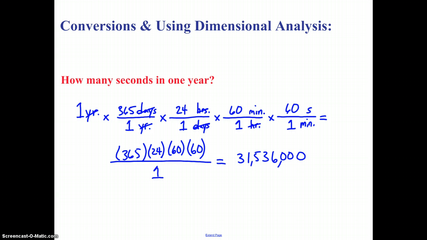So 31,536,000 seconds in 1 year. You can just use S for seconds. You don't need to write out SEC. Alrighty, so there's a sample for dimensional analysis. We'll have much more on that to come throughout the year.